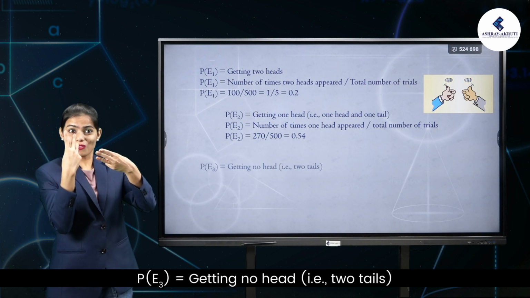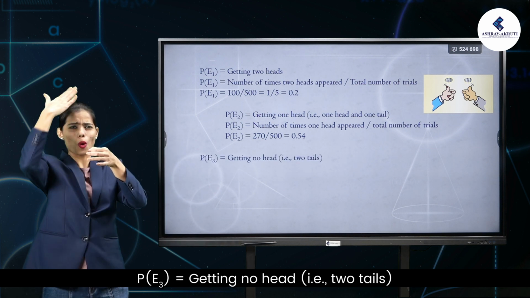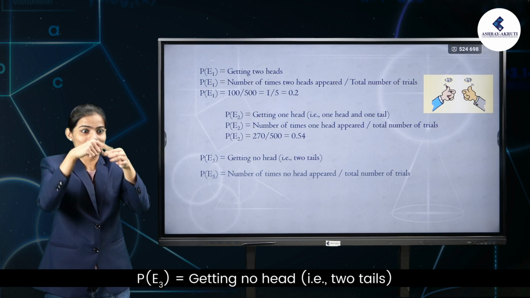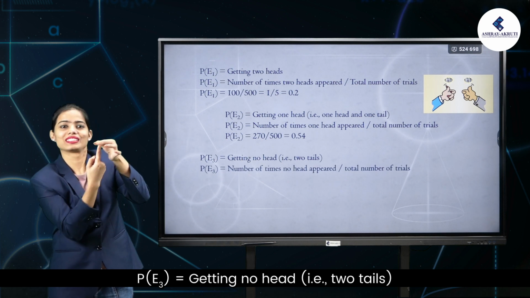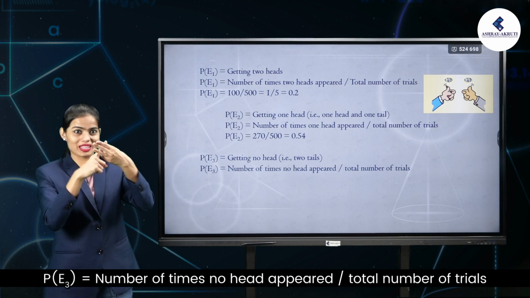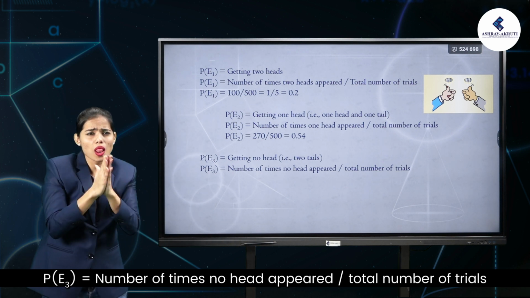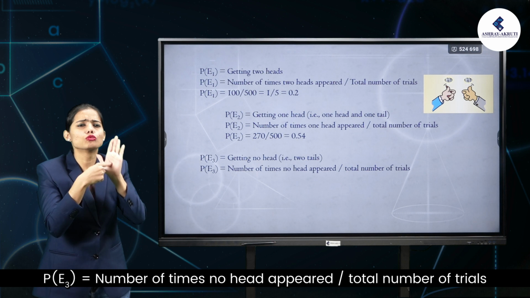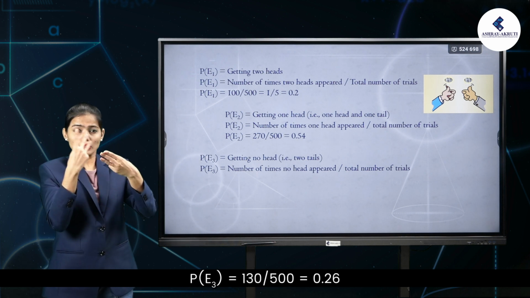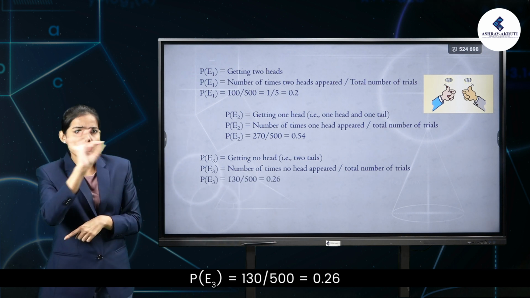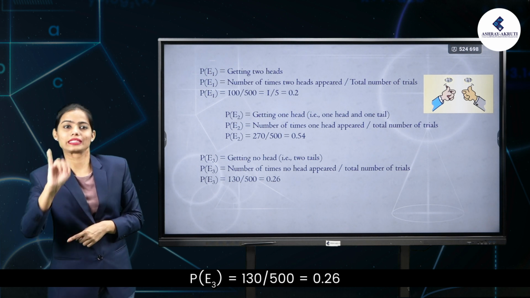P(E3) = getting no head, that is 2 tails. P(E3) = number of times no head appeared by total number of trials. P(E3) = 130 divided by 500 = 0.26.